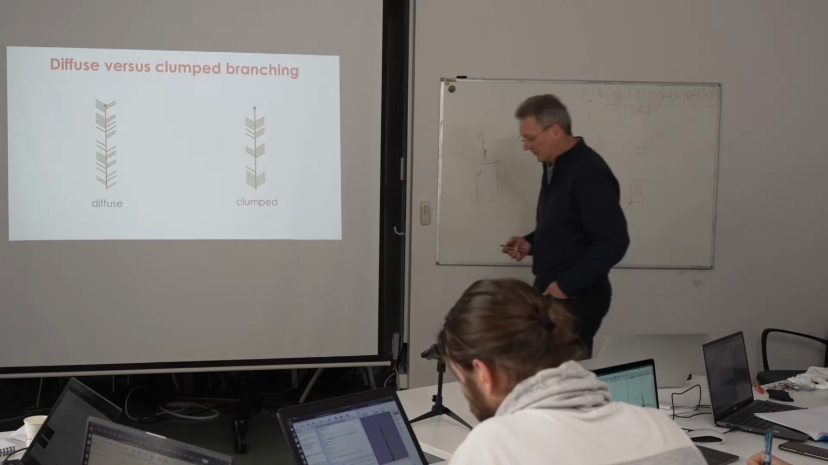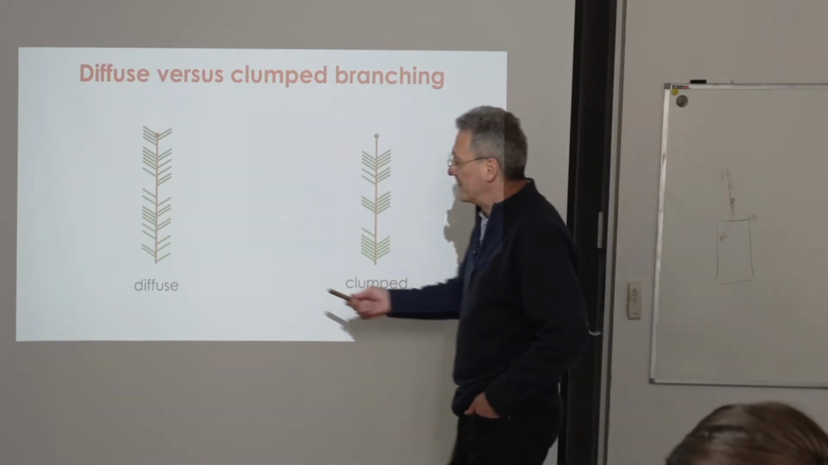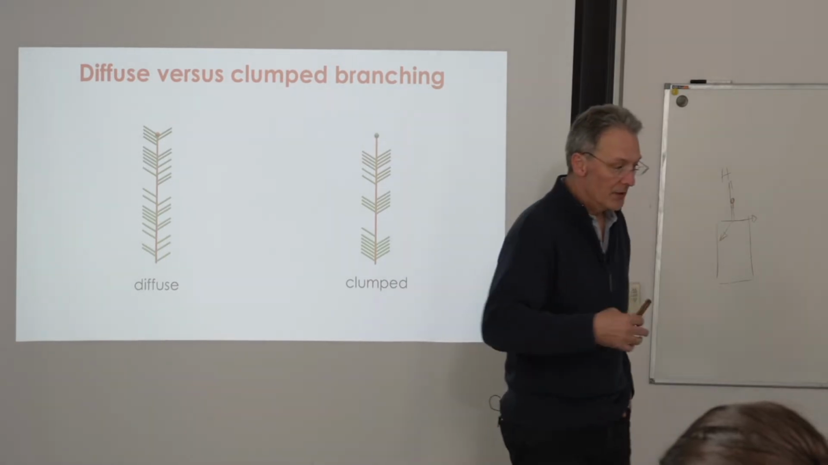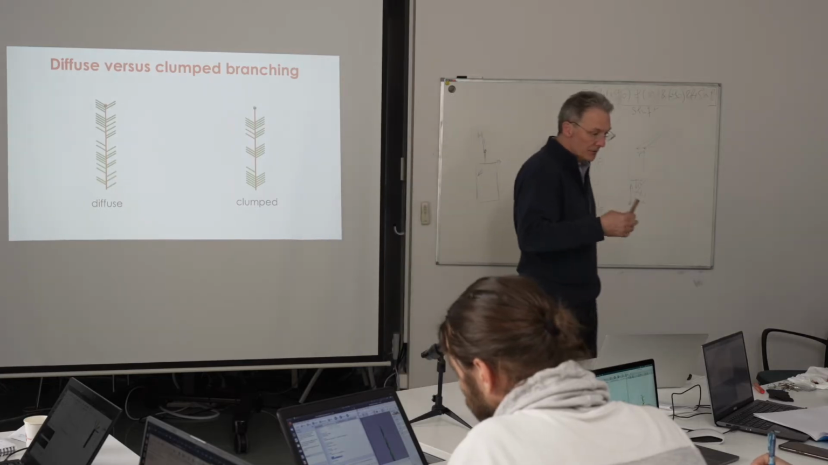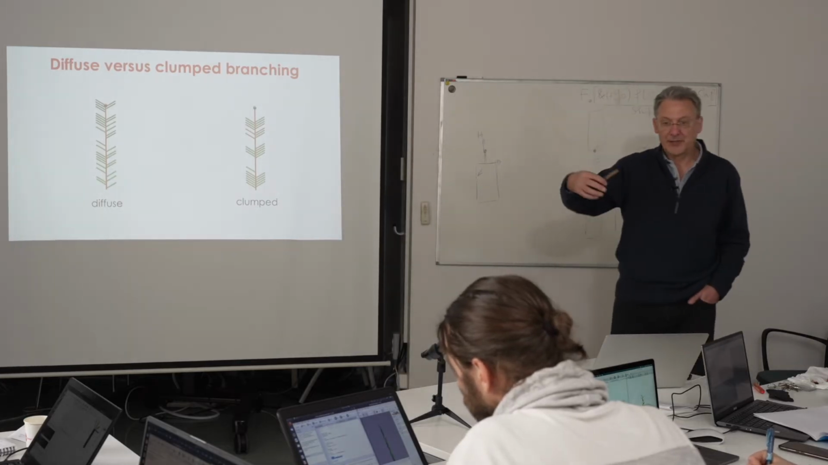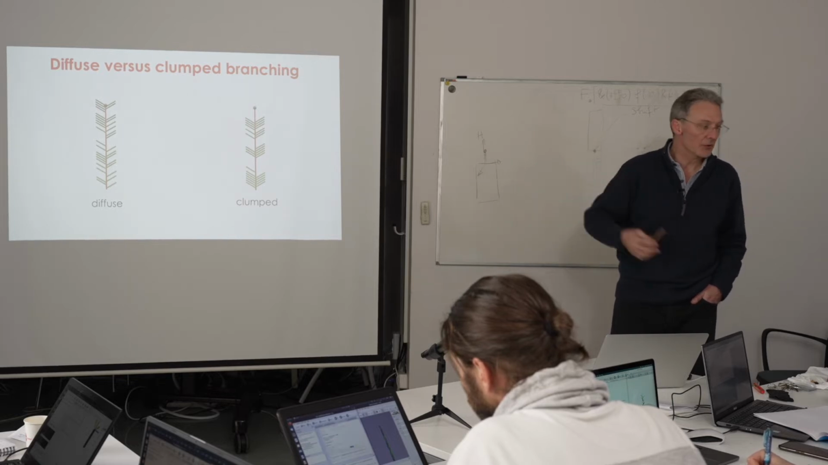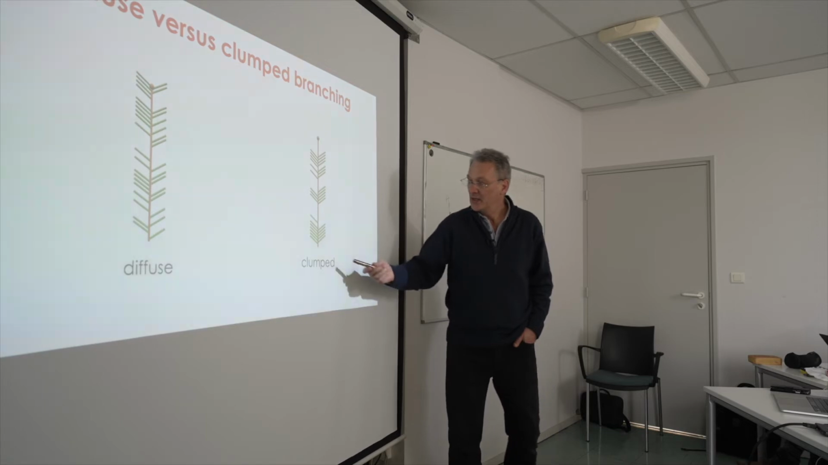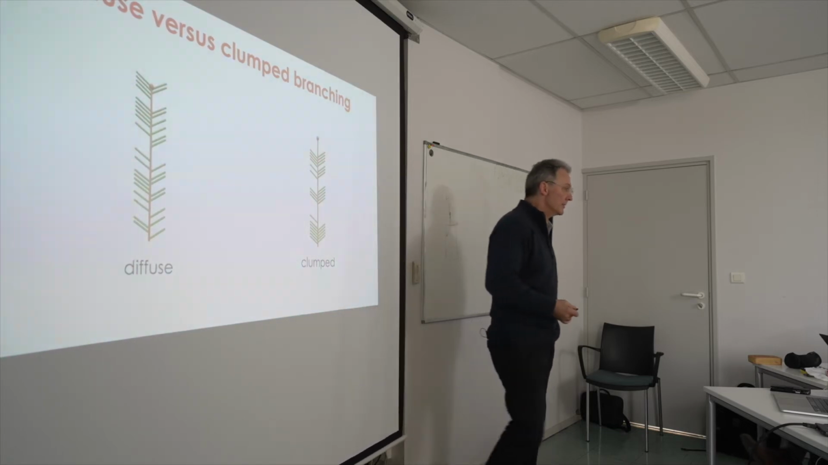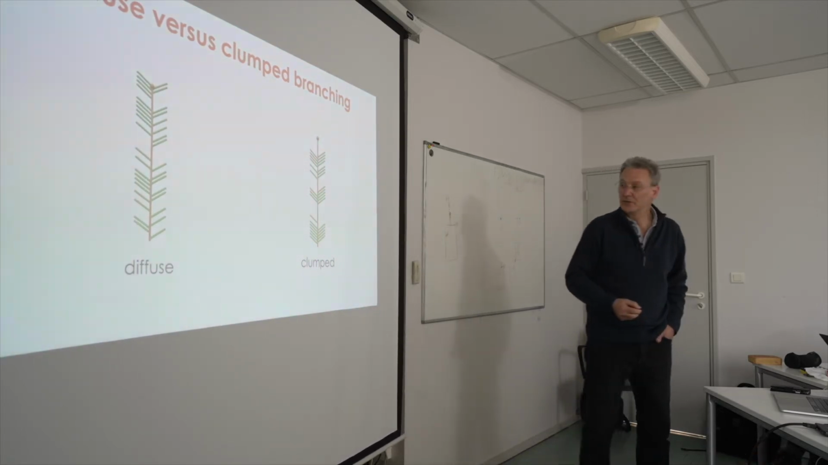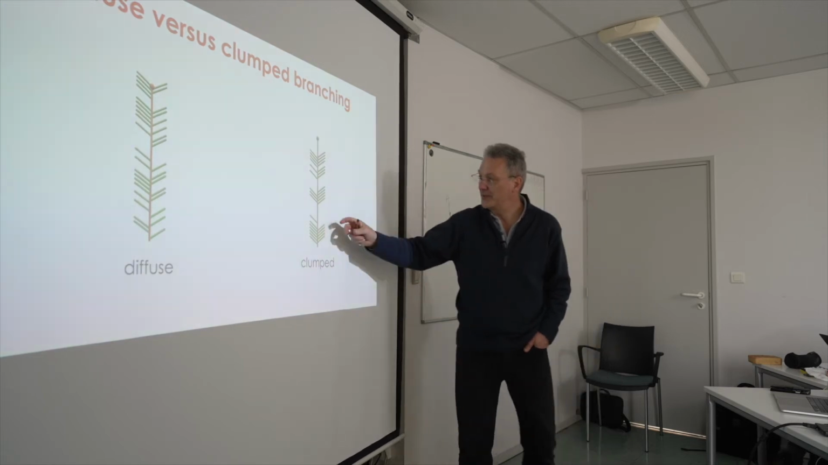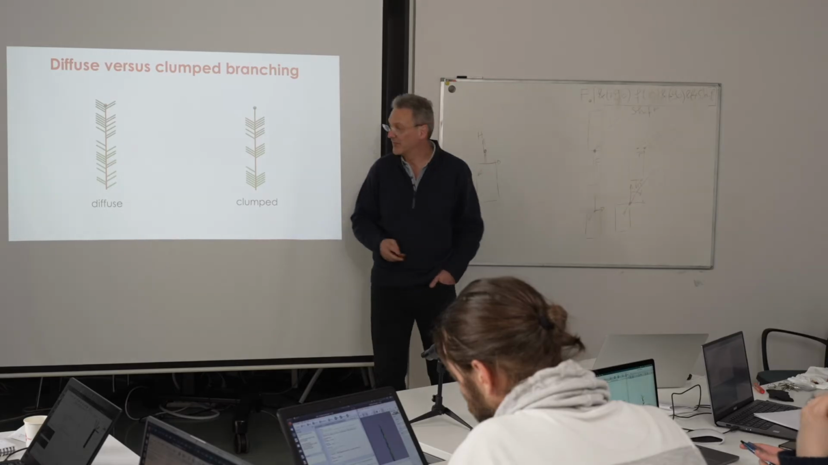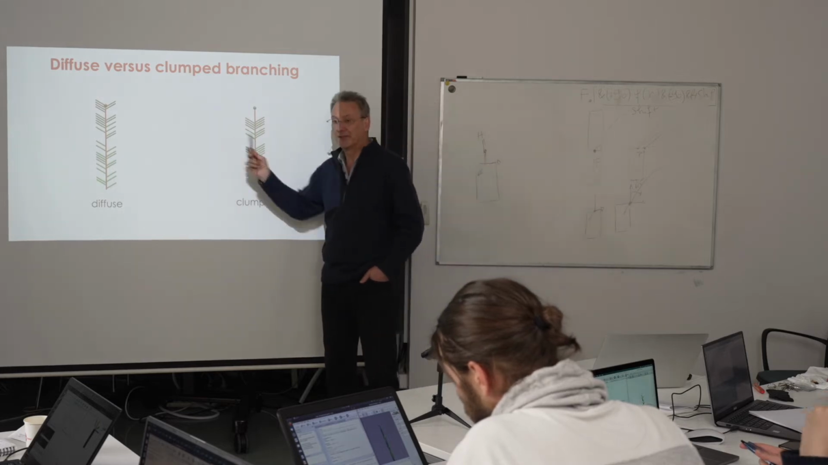There are two main patterns in plants. You may have what is called diffuse branching, where leaves or branches occur in a homogeneous manner, with homogeneous density all along the plant, all along the stems. But the branches can also be clumped. You see that groups of leaves appear, followed by groups of empty internodes. And the question is how to model this.